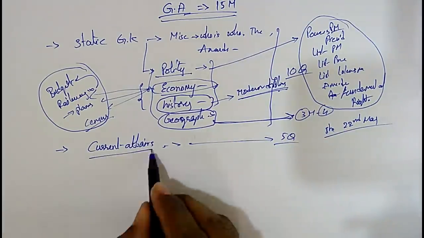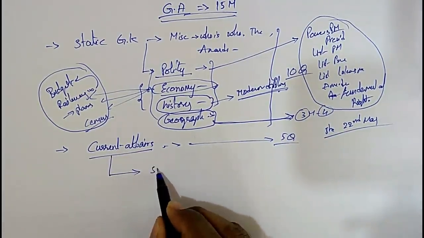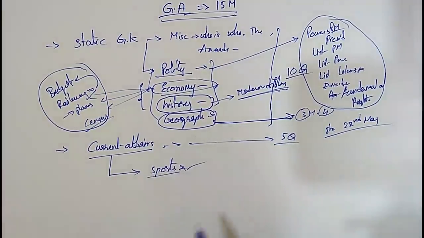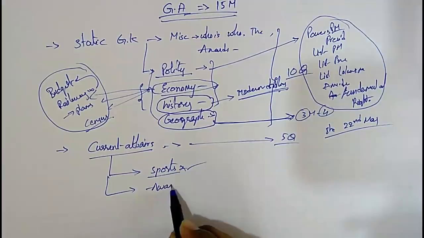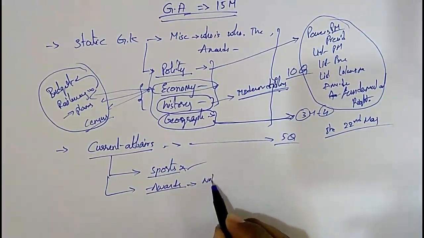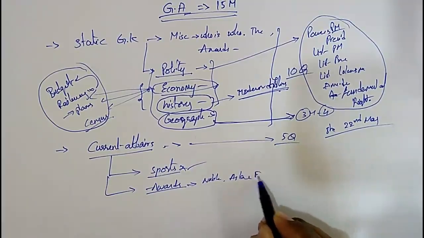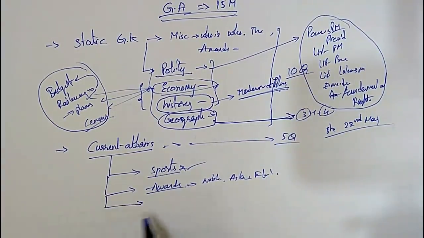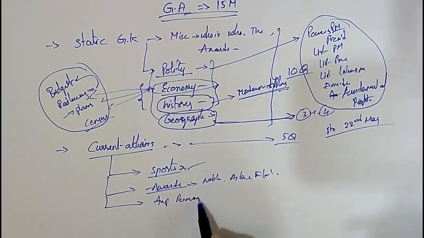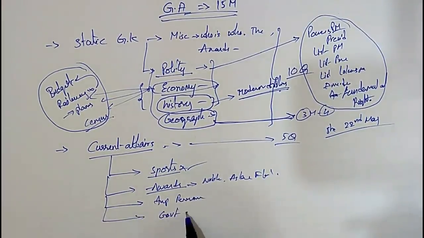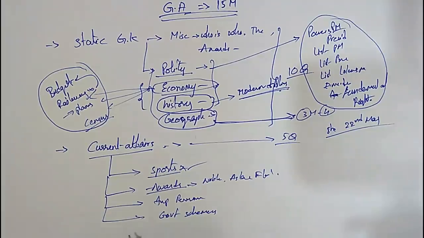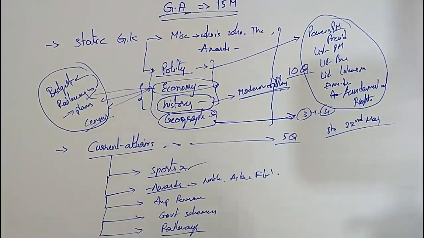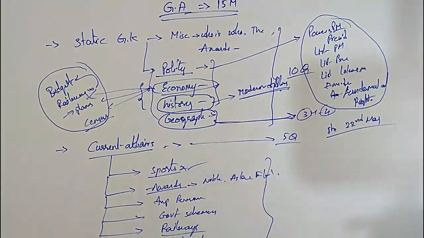Coming to current affairs, the most important topic is first sports. The second one is awards, like Nobel Awards, Oscar Awards, Filmfare Awards, like that. And some important persons and some important government schemes. These are very important. And current affairs on railways and the budget are also very important current affairs topics.